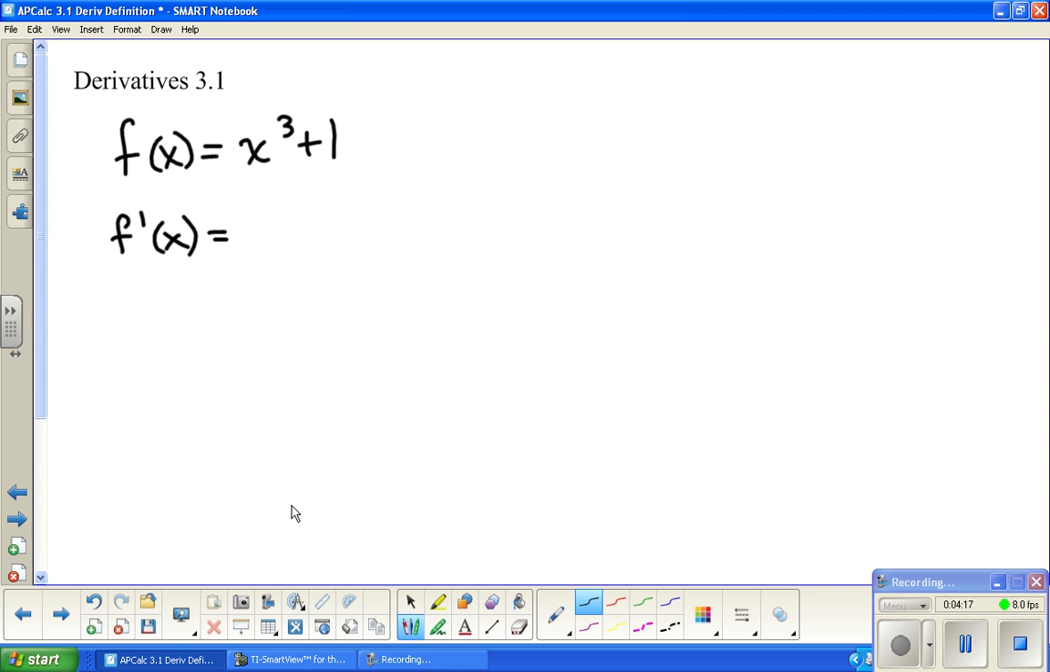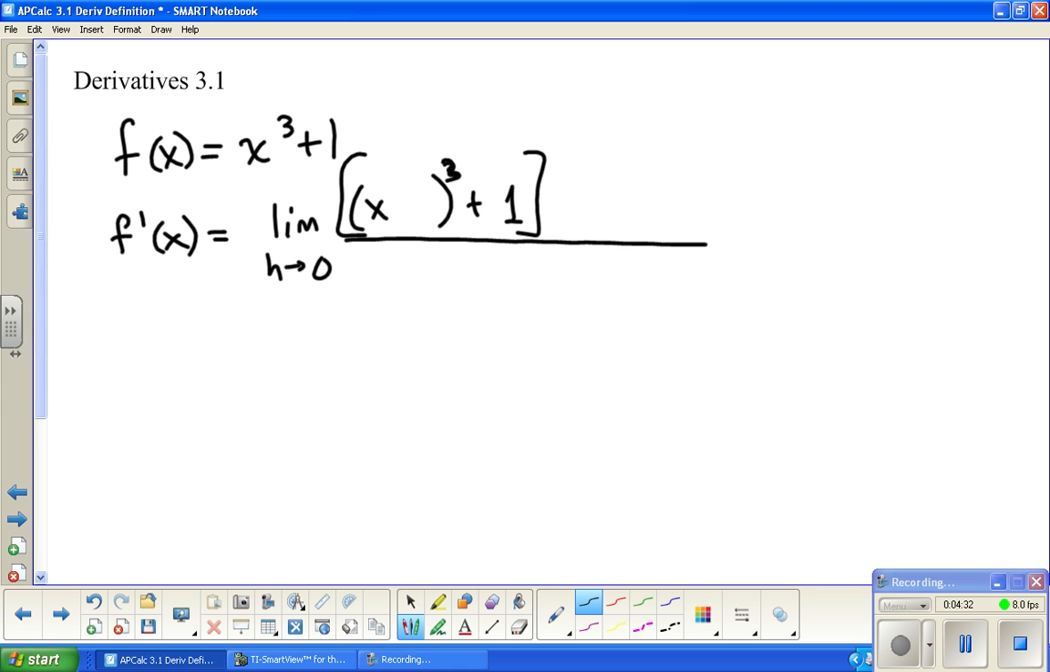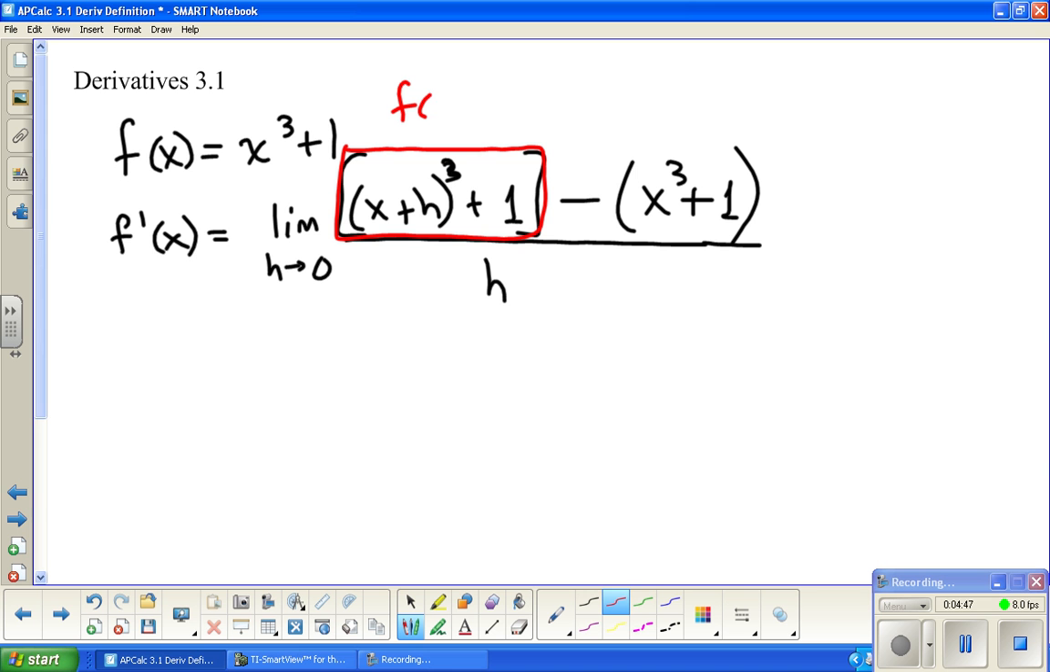So f prime of x. I'm going to do the limit as h approaches 0 of f of x plus h, sorry, f of x plus h. So this is going to be my f of x plus h, minus f of x, all over h. Just a reminder, this part right here is my f of x plus h. This part right here is just f of x.